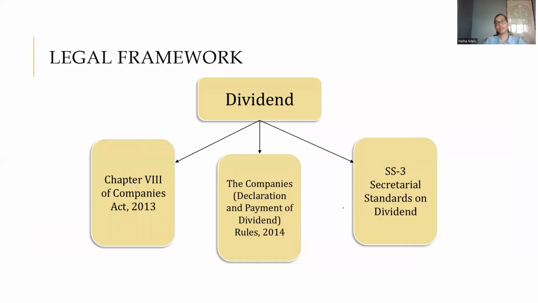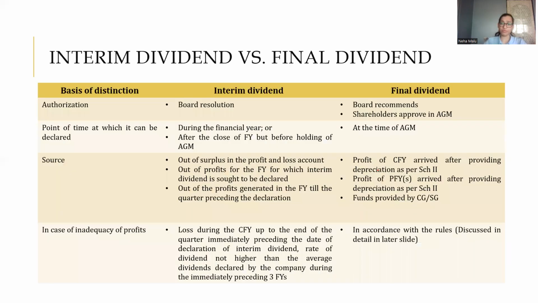Now, when we speak about dividend, the legal framework that revolves around dividend is Chapter 8 of the Companies Act, read with the Declaration and Payment of Dividend Rules 2014 and Secretarial Standard 3, the compliance of which is voluntary as on date. Dividend can be of two types, interim dividend and final dividend. So let's discuss the distinction between interim dividend and final dividend on various parameters one after one.